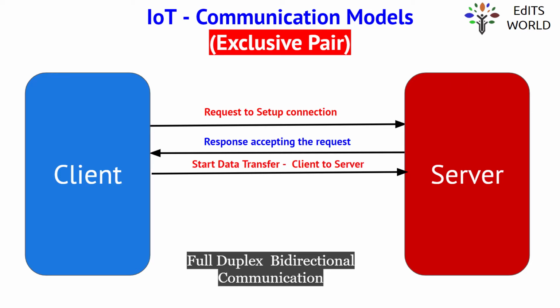Here, in the exclusive pair, an exclusive line is used between the client and the server. At that moment, no one else can use that line. That's why the data transmission happens in duplex, bidirectionally. In this video, we have tried to understand the four communication models in IoT and how they work.